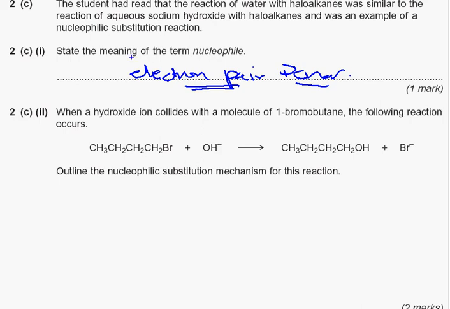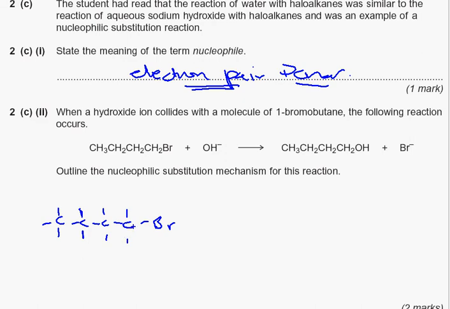When hydroxide ion collides with the molecule of 1-bromobutane, the following reaction occurs. Outline the nucleophilic substitution mechanism for this reaction. Okay, let's have some fun. When I do this, I like to draw out the structure. I don't draw the hydrogens in on the videos, but I would if it was my exam paper. I've got 1, 2, 3, 4 carbons, butane, in there.